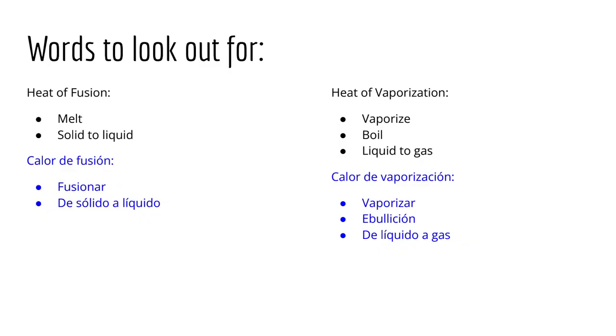So these are some keywords to look for to figure out whether you're using the heat of fusion or the heat of vaporization equations. For heat of fusion, you would be looking for the word melt or the phrase turning from solid to liquid. And for heat of vaporization, we would look for the terms boiling or vaporizing or turning from liquid to gas. So these are some key terms that can help us figure out which equation to use.